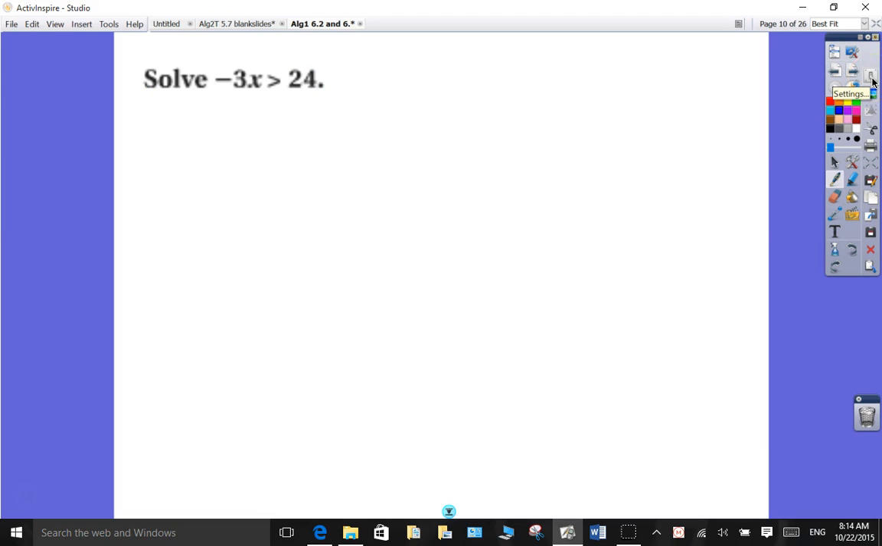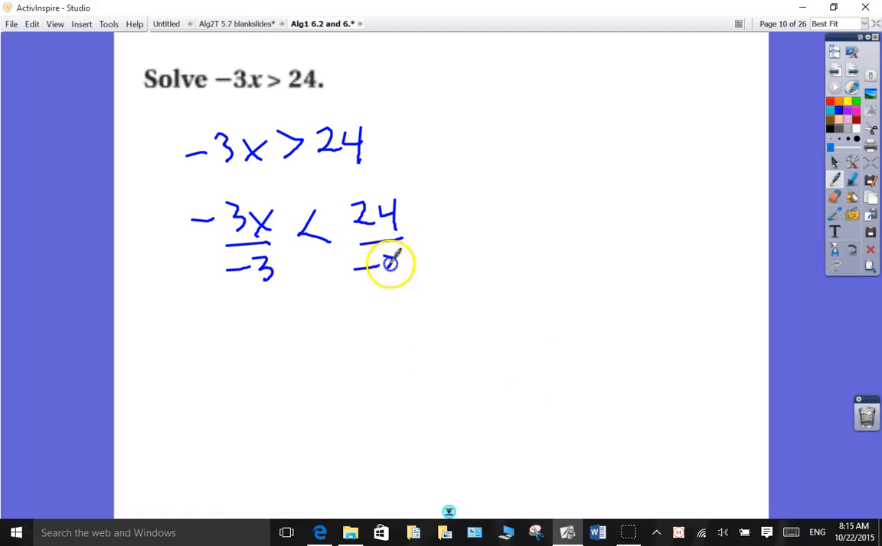So, for example, -3x is greater than 24. What do I have to do to isolate the variable? Divide by -3. So when I do that, I'm going to do it on a new line and flip the symbol at that point. Right? The -3's cancel. X is less than -8.